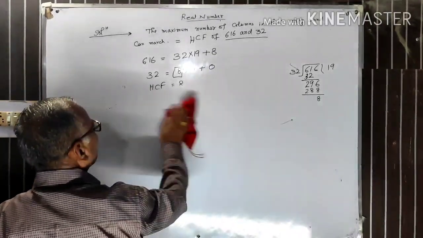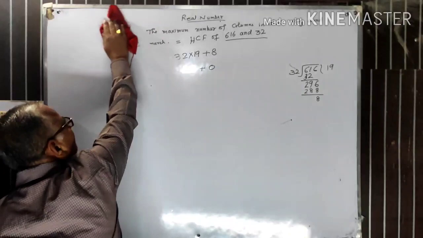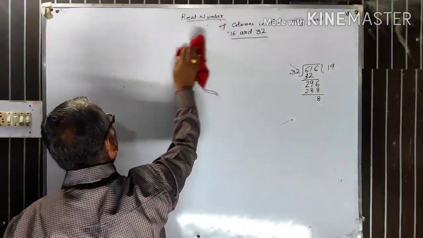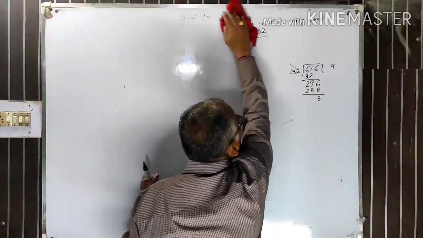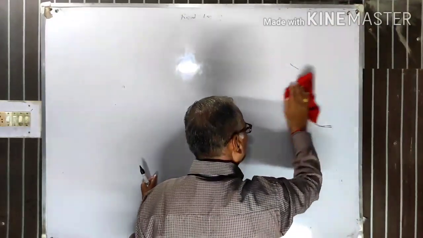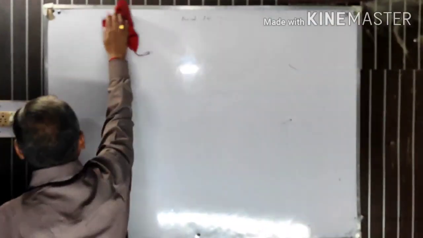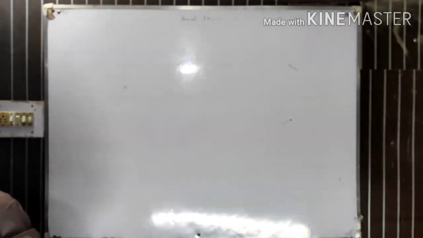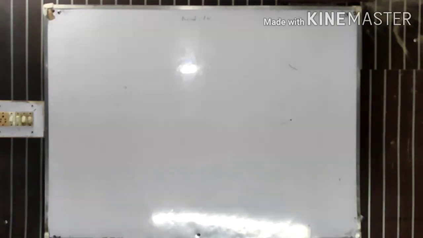Now coming on to question number 4. Use Euclid division lemma to show that square of any positive integer is either of the form 3m or 3m plus 1 for some integer m.